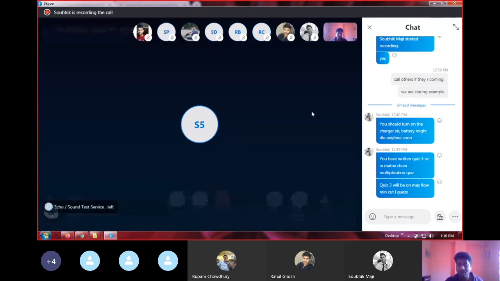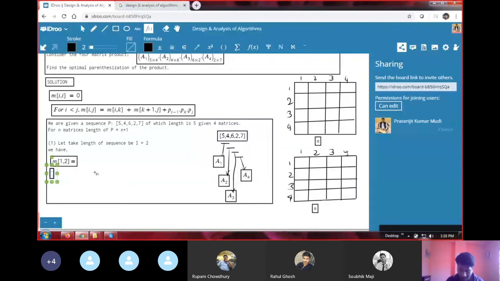Afterwards, m 2 comma 3, okay. Next we have m 3 comma 4. So these are the only possibilities. 3 possibilities we have of length equal to 2. Means m12 is the cost of the product a1 into a2. This is the cost of the product a2 into a3. This is the cost of the product a3 into a4. No other pair of matrix product is possible, right?